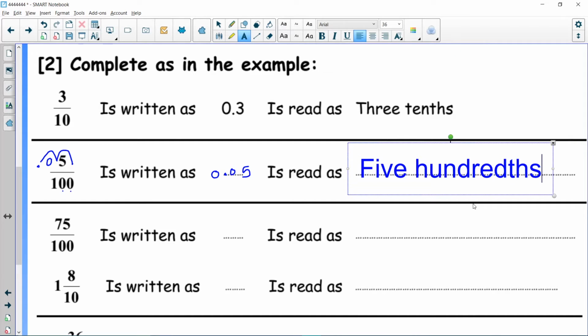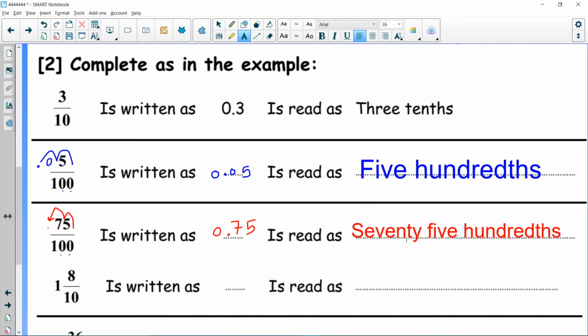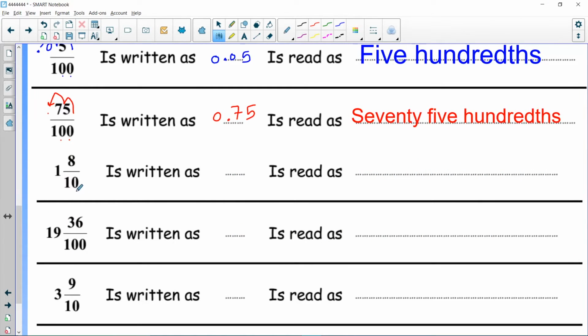It is read as 75 hundredths. Move from right to left according to the number of zeros. We have two zeros, 1, 2. Then I will jump 2 times. This is the new decimal point. 0.75. Is there a whole number? No. Write 0. According to the number of zeros, just 1 zero. Move from right to left just 1. This is the new decimal point.